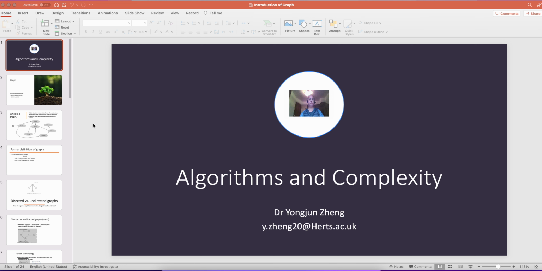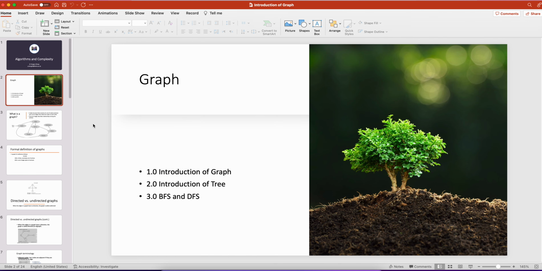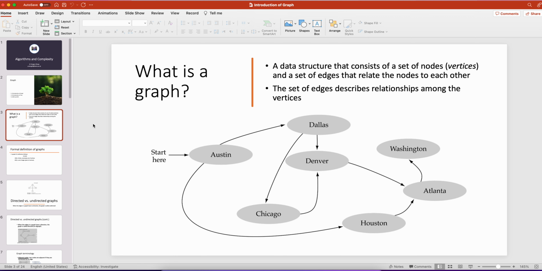We talk about the algorithm. In this section, we talk about the graph. Graph is another data structure. The first part is the introduction of the graph.